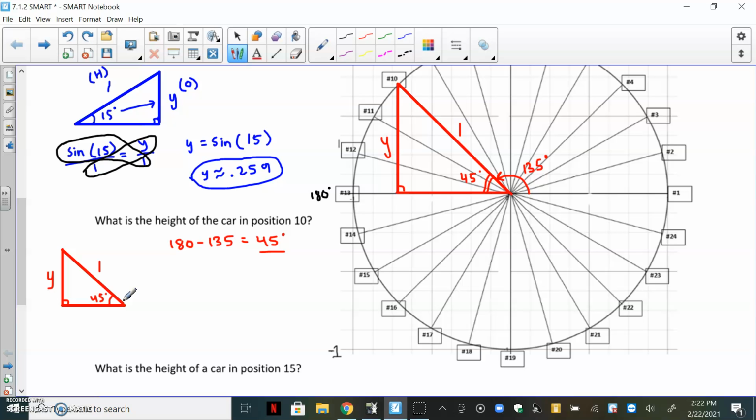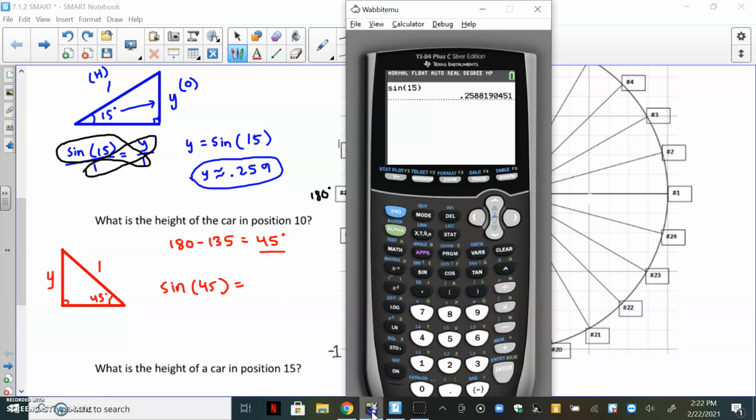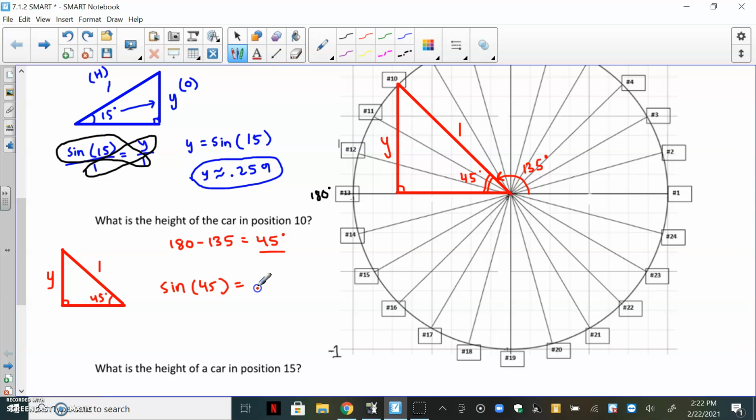Now we can do exactly what we did last time, but this time it'll save us some work. We just need to take the sine of our angle. So sine of 45, let's find out, is 0.707. So y is about 0.707. That's the distance off the ground this time. Okay, so now we can go on to our next example.